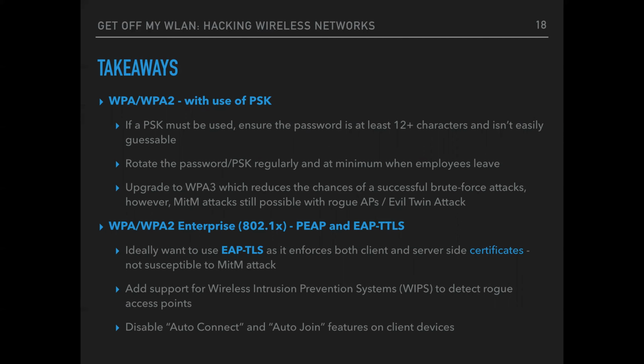And with WPA and WPA2 Enterprise, ideally you want to use EAP-TLS as it enforces certificates on both the client and server side and is not vulnerable to these man-in-the-middle attacks. However, if EAP-TLS isn't an option due to overhead and deployment difficulties, you can also add support for wireless intrusion prevention systems to help detect rogue access points on the network. It's also recommended to disable these auto-connect and auto-join features on client devices to help minimize credential theft when devices are trying to connect to known networks that look like they're trusted.